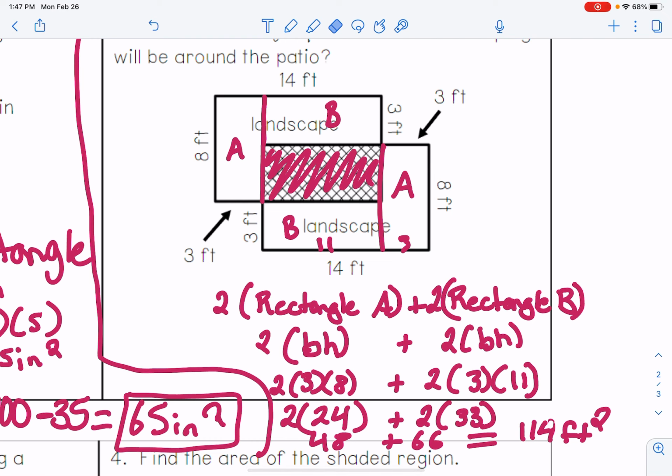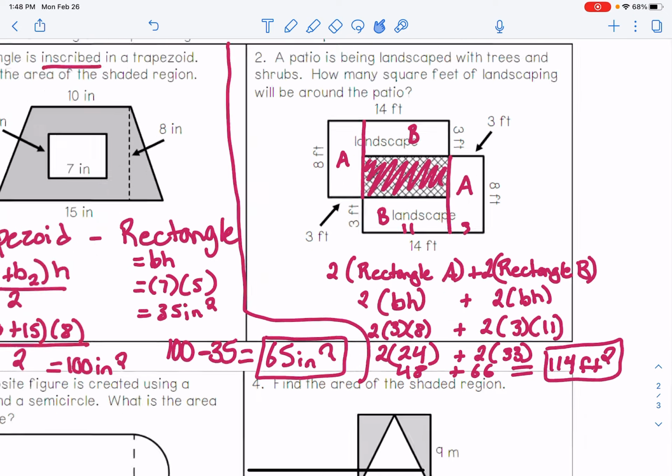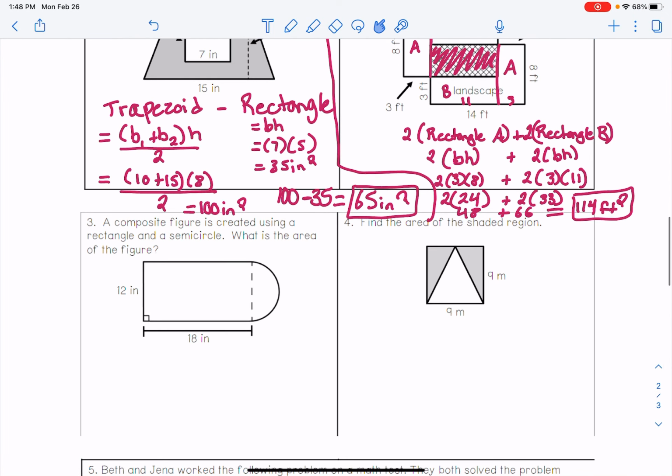That does not look like a 4. Let me fix that. All right, that's number 2. Let's look at number 3.